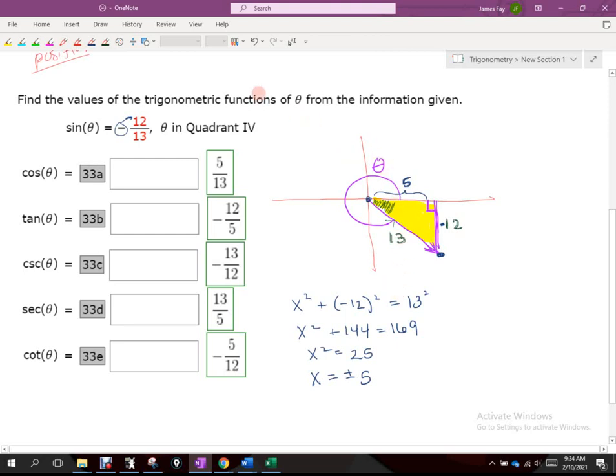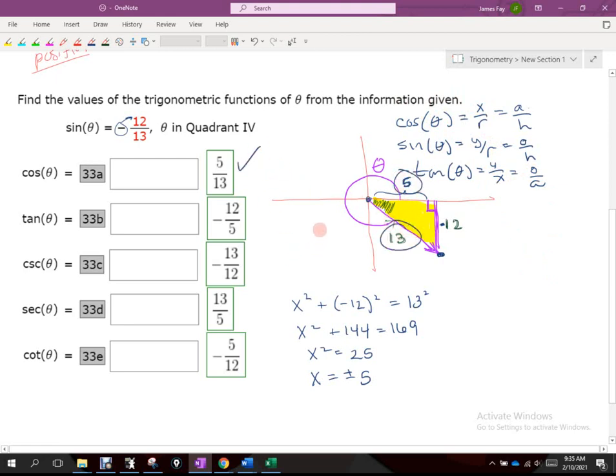So now when it wants cosine, remember cosine of theta is x over r, or adjacent divided by hypotenuse. Sine we already have, but we can confirm that it's y over r in this case, or opposite over hypotenuse. Tangent is going to be y over x, or opposite over adjacent. And then we can find the other three by taking those reciprocals. So when it says cosine theta is x over r, we just said x was 5, r was 13, so that's where we're getting our 5/13 there.